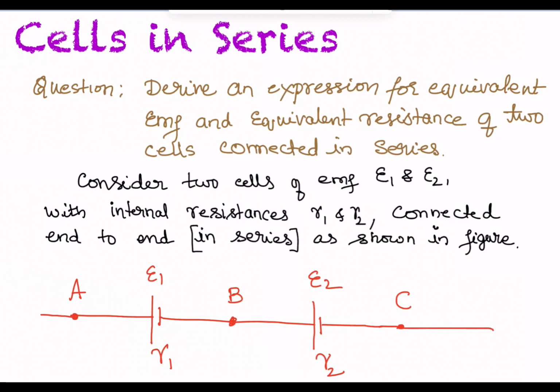Let these two cells drive a current I in the circuit. Now the two cells are connected end to end, and this connection is said to be cells connected in series.